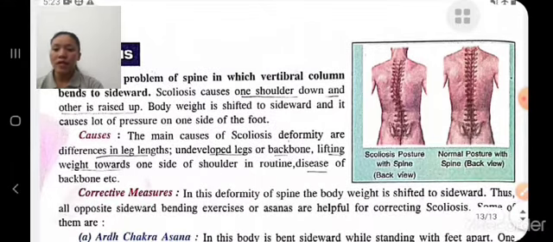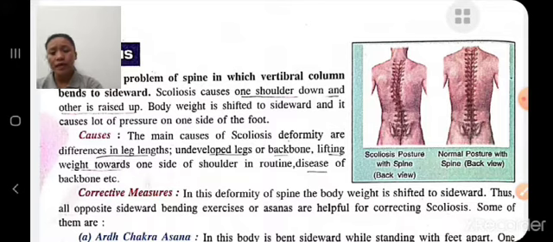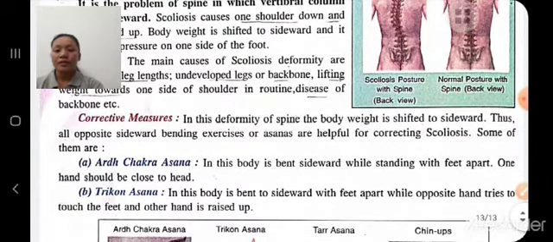The main causes of scoliosis are a difference in leg length. If the length of the legs is different, then also it causes scoliosis. Undeveloped legs or backbone, lifting weight toward one side of the shoulders. If you lift weight on one side only, in that condition also your spine bends to one side. Disease of the backbone, etc. These are the causes of scoliosis.